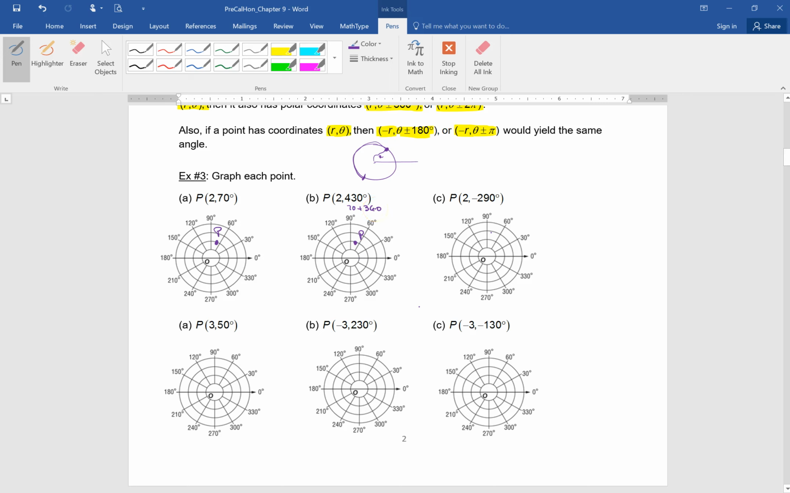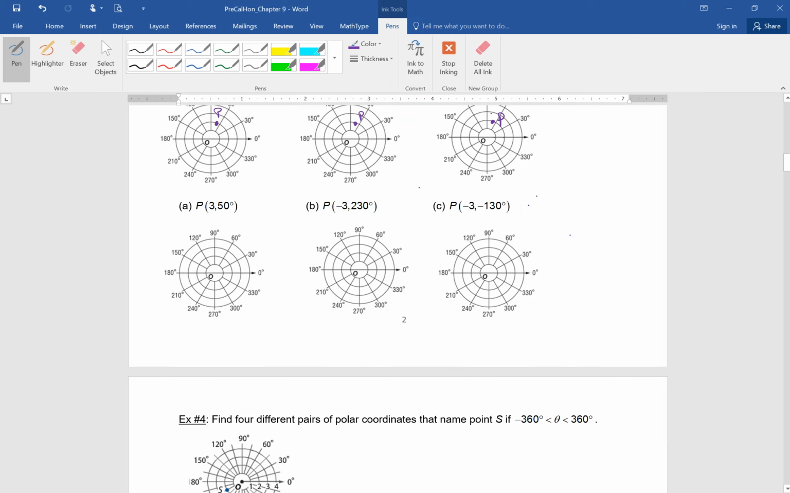Well, what about this one? Let's go to a distance of 2. 1, 2. Now let's go to an angle of negative 290. Boom, right there. P. It's the same point because this is 70 minus 360. So you can add or subtract 360, and you get to the same point.